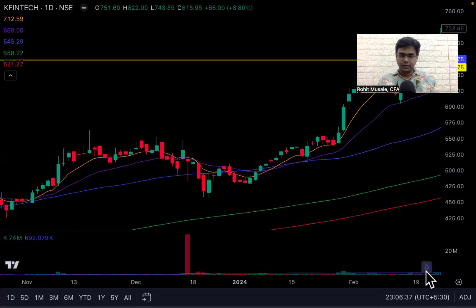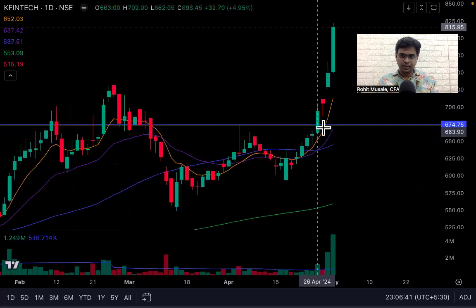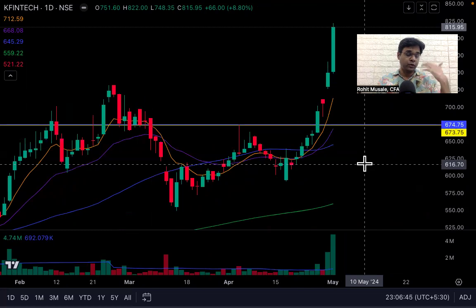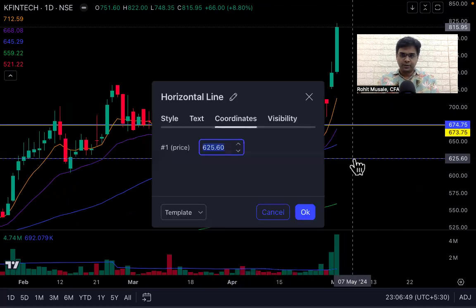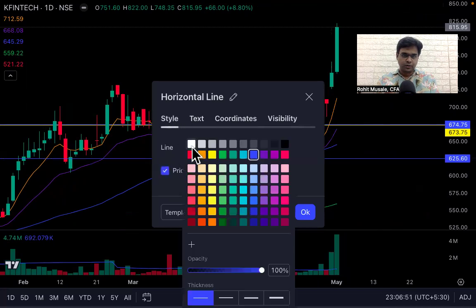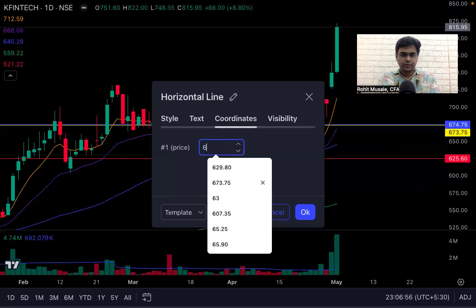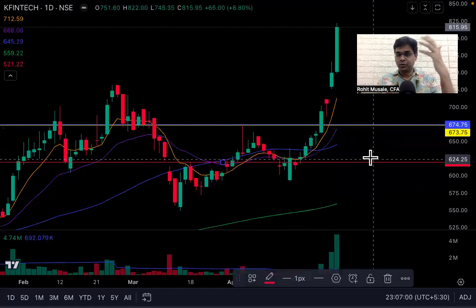This is how it looks. On this day, on 26th of April, the blue line is 674.75. That is where I actually got filled. And my stop loss I kept at 8%. So let us draw the stop loss. My stop loss is 8%, which is 620. This is 8% below the blue line, below where I actually bought.